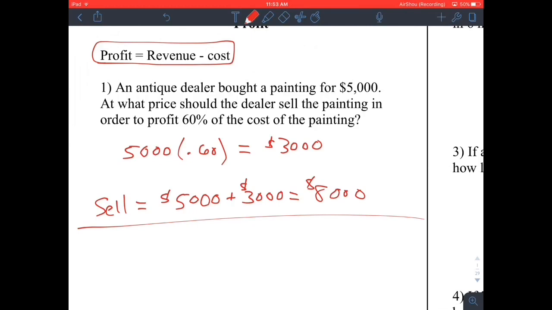Another way to look at this problem, this is very similar to the first two that we did. They want to sell it at the original price, 160% of that. You want to get all your money back with 100% plus 60% more, and that's going to give you $8,000 as well.